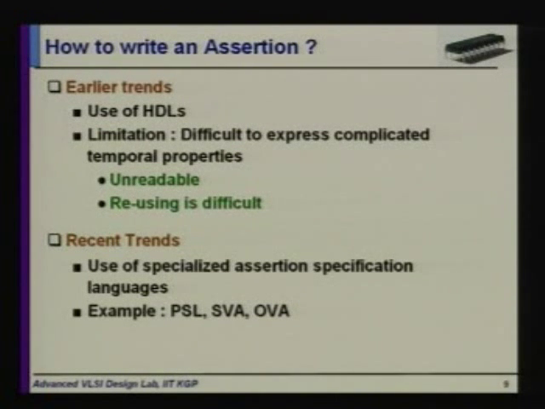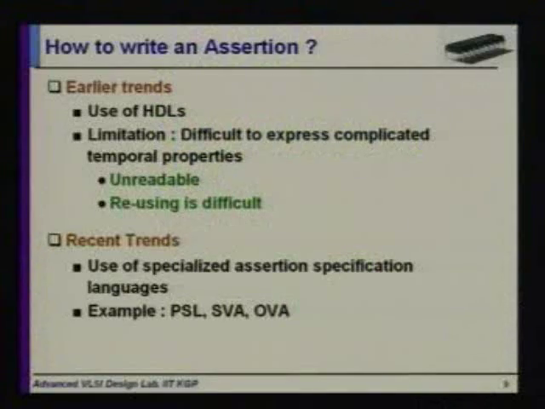In earlier days, people used to write assertions in the high-level description language they used to build the design. But it's very complicated to express those temporal properties throughout the design. I mean, it's unreadable. If you specify one thing, then something in the next clock cycle, and this in the next. If it spans over 40 clock cycles, it's inefficient, unreadable, and reuse is also difficult. But in recent trends, using PSL, SV, or OVA, this specialized assertion specification language gives us a chance to reuse it and build it more sophisticatedly, and it helps design verification very much.